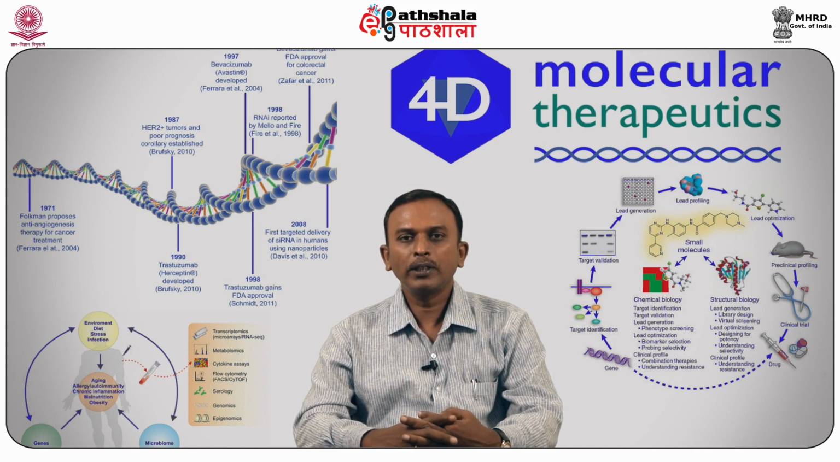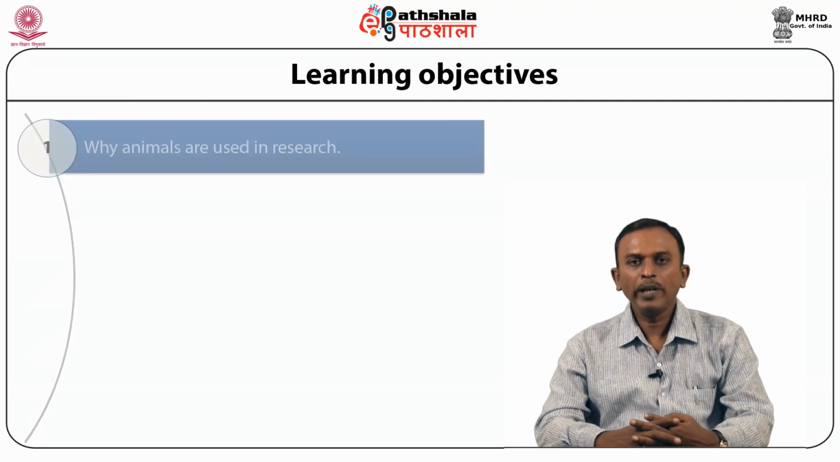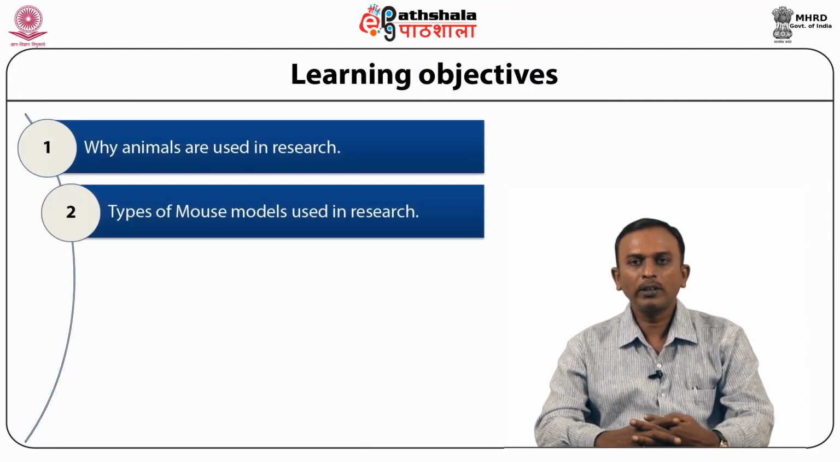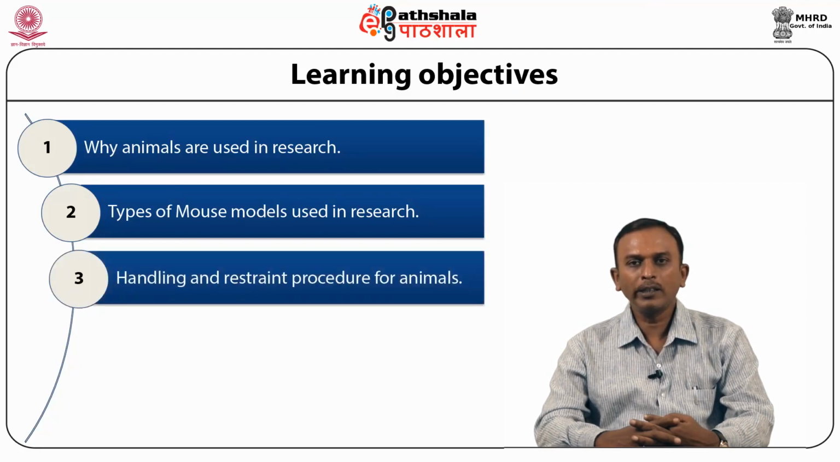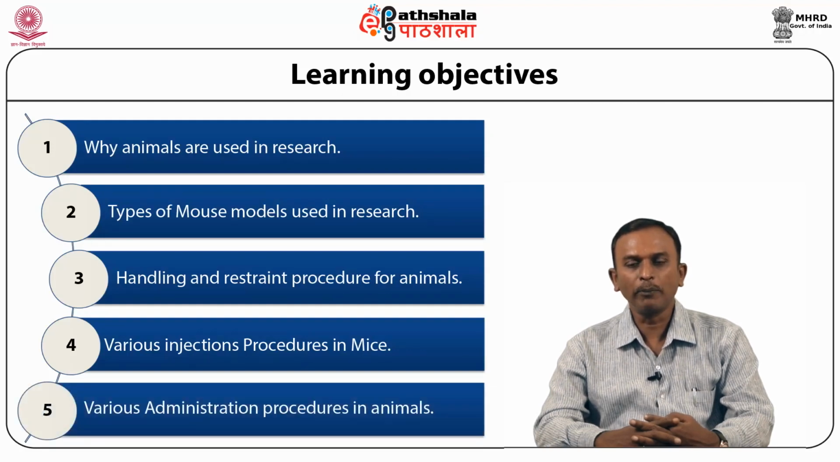Today we are going to discuss the module Animal Handling and Experimentation from the paper Molecular Therapeutics. In this lecture, we will learn about why animals are used in research, the types of mouse models used in research, how to handle and restrain animals used for research, and various injection procedures, particularly in mouse models, and various administration procedures in animals.